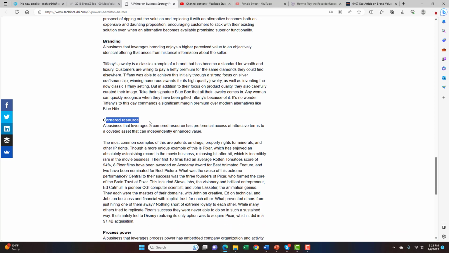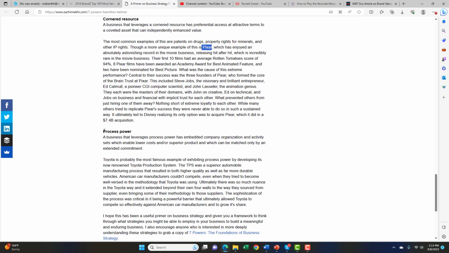And cornered resources is a unique one to him. This is when you have some unique skill, some unique knowledge, or just talent. He talks about Pixar in that group, where you just have a group of people that are just the A team, the Olympic team. They have some skill, the 2 or 3 or 4 of them got together that can do something no one else can do, and you just maximize the value of that. And then process power is some type of superior process, something in the way the firm does something. It's just inherent to the firm.